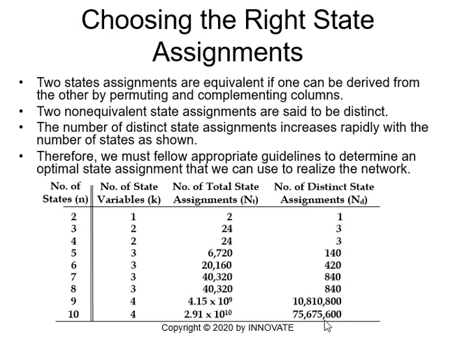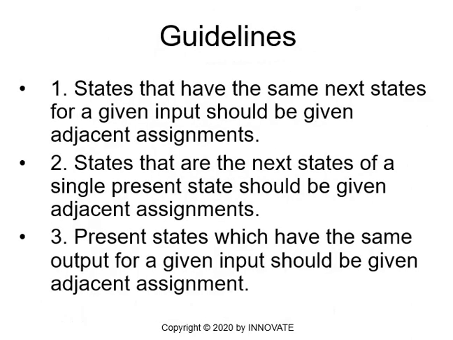To see that the number goes rapidly to higher and higher numbers shows you that this is an enormous task to find the optimal state assignment. So there are 3 guidelines which allow us to find the optimal state assignment. Guideline number 1 states that states that have the same next state for a given input should be given adjacent assignment.